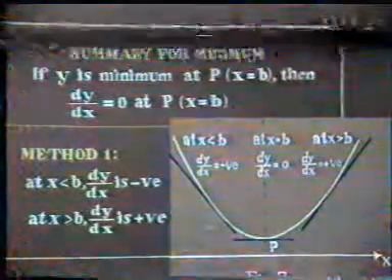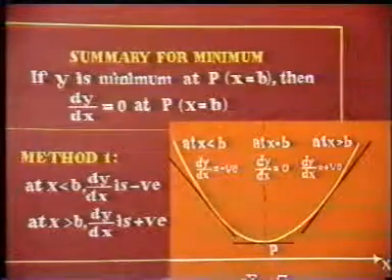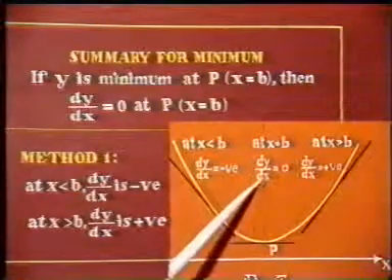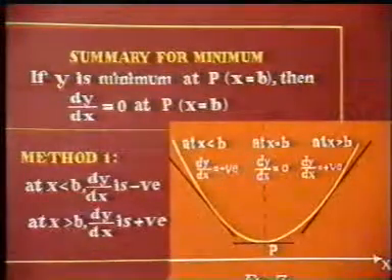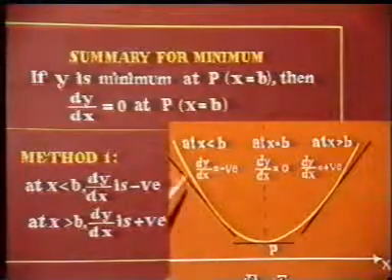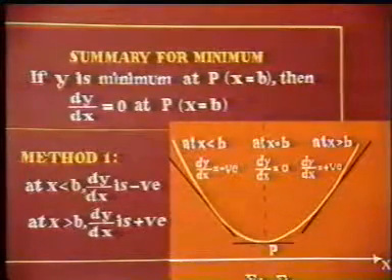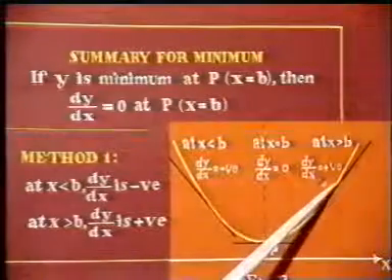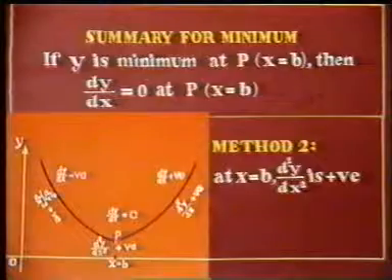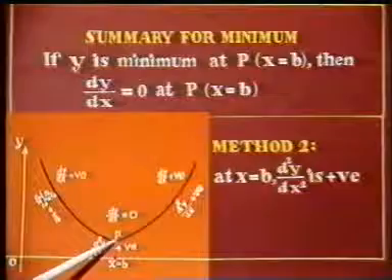Summary for minimum. If y is minimum at P, x equal to b, then dy upon dx is equal to 0 at x equal to b. Now we have two methods. Method 1, at x less than b, dy upon dx is negative. At x more than b, dy upon dx is positive. Method 2, at x equal to b, d square y upon dx square is positive.